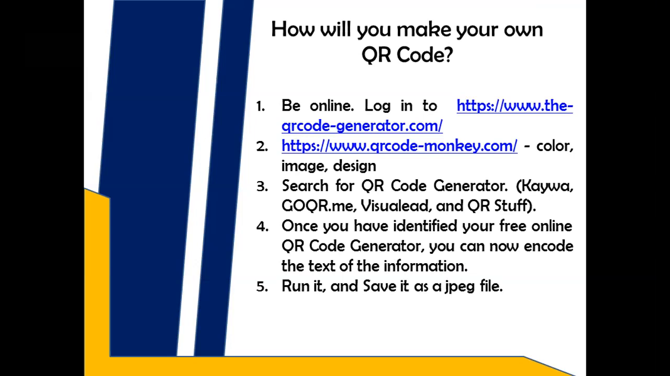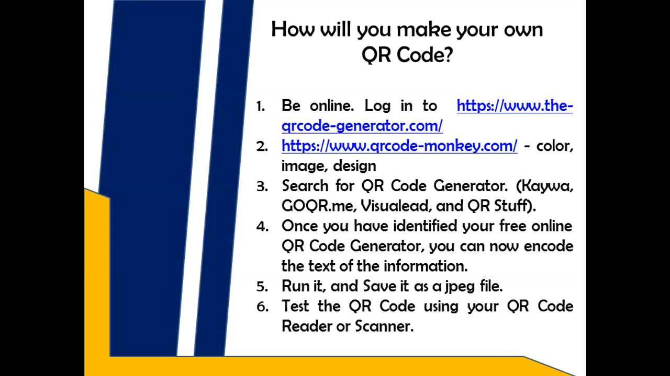Later on, the QR code generator will ask, there is an interface or functionality that will ask if you are going to choose to write, to save a file, or to use a URL. So you have a lot of options in there. Later on, I'll show you the making of the QR code. Then run it and save it as a JPEG or PNG file. Then use your QR code reader or scanner to check.